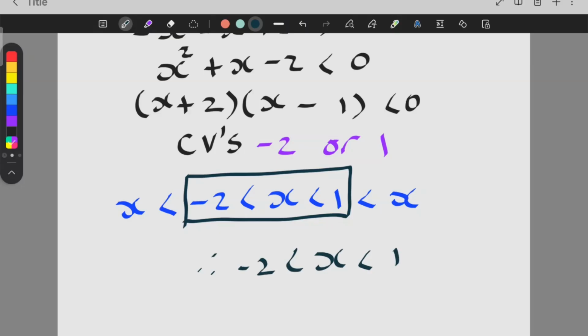And that's the answer. Another way to really understand this is to do the parabola, negative 2 and 1. And where is the parabola below the x-axis? From here to here, it's above. From here to here, it's below. From there to there, it's above. We are looking for below, so it's here. It's where x is between negative 2 and 1. So that was another way to do this question.